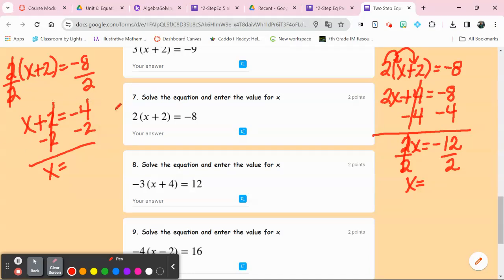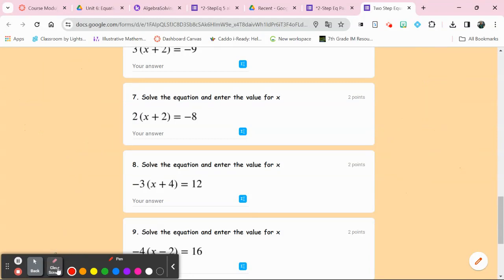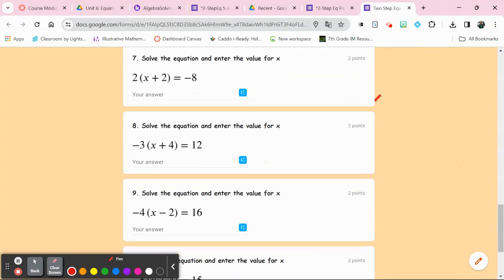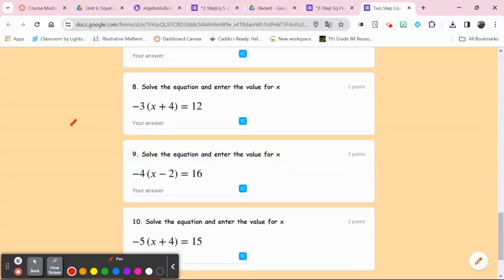All right, I'm going to clear that. 5, 4, 3, 2, and gone. All right, let's go to number 8. Number 8 has a negative outside. So we've got negative 3 times the group x plus 4 equals negative 12. Nope, positive 12. Sorry about that.